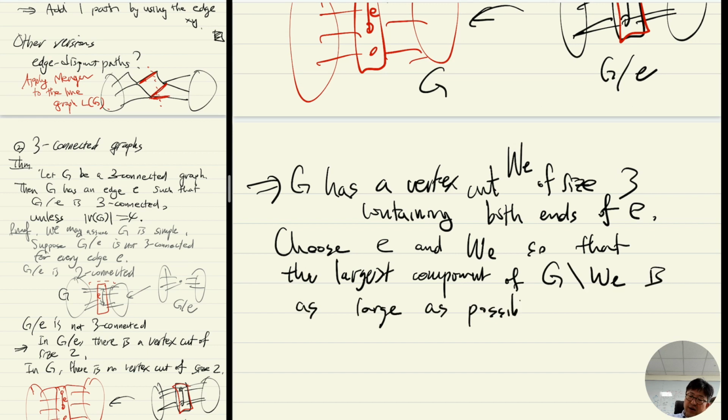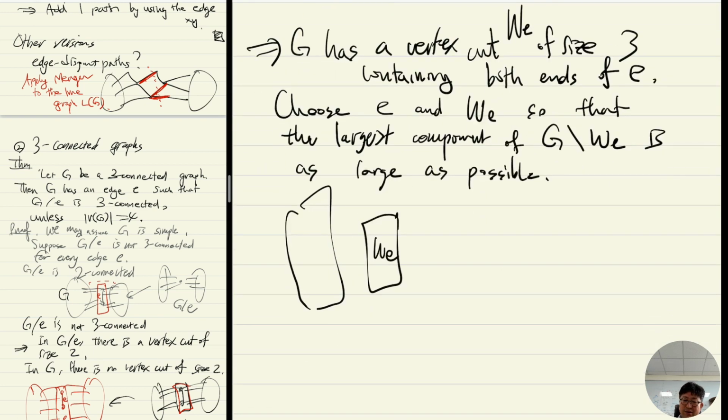Remember, there are only finitely many choices. You only have finitely many choices of choosing E and a vertex cutoff of size 3. So among them, you choose the pair so that the largest component is as big as possible. So let's say this largest component is HE. So this is HE.